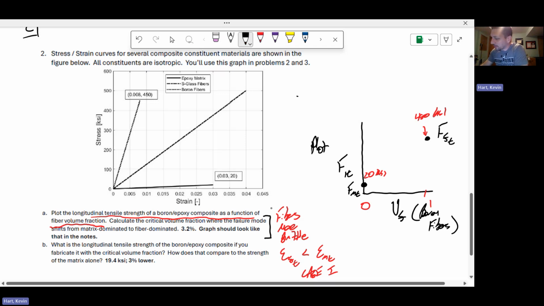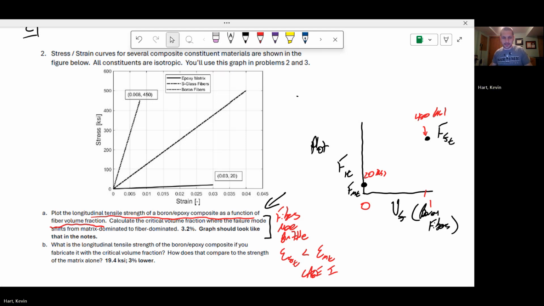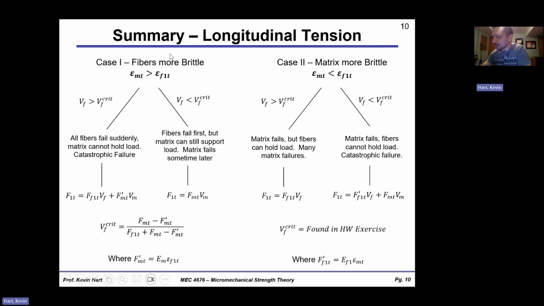Now, we know that there's a critical volume fraction where the failure mode shifts. So if we bring in our flowchart here again, it says, all right, the fibers are more brittle. In the case where the volume fraction is low, VF below VF crit, then the equation that governs how this thing fails is just F1T is FMT VM. All right, so let's write that down.